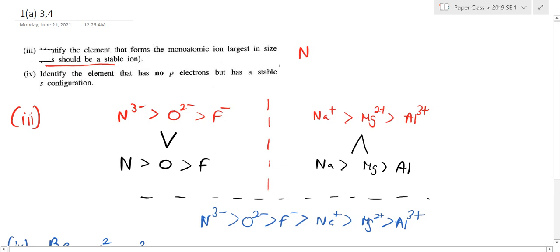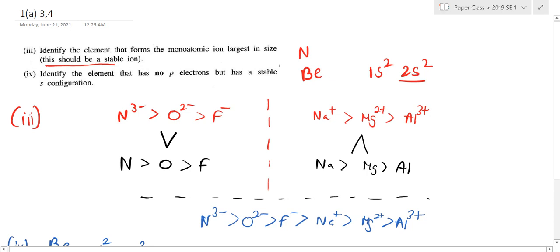Monoatomic element. They asked to identify the element that has no p electrons but has a stable s configuration. This is beryllium, because 1s2, 2s2 is the electronic configuration of beryllium, and the s configuration is stable. It means s is fully filled. It is not lithium, because lithium has 1s2, 2s1, only one electron in the 2s. Therefore, beryllium is the answer.